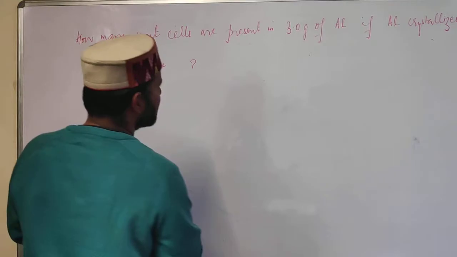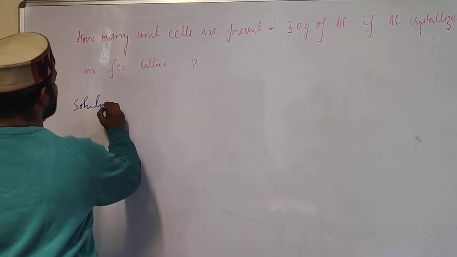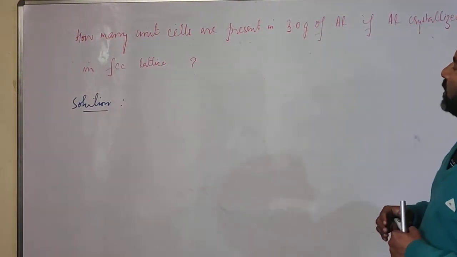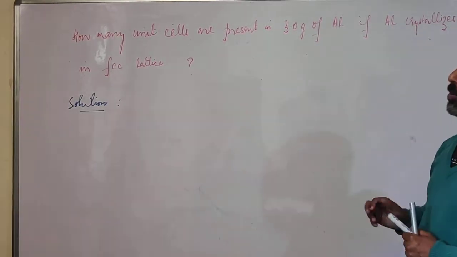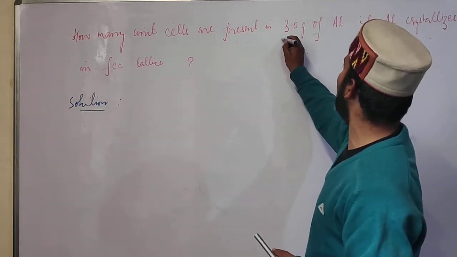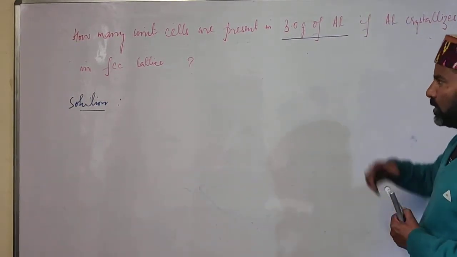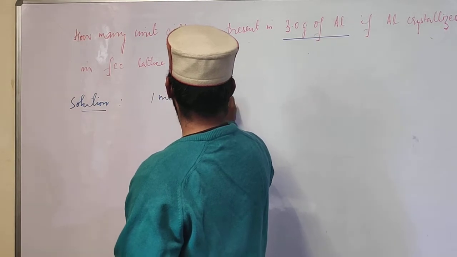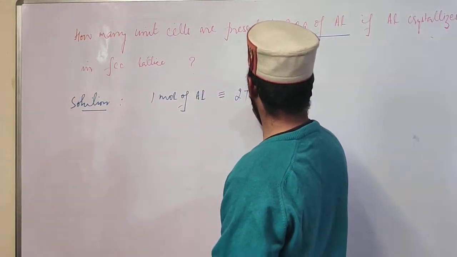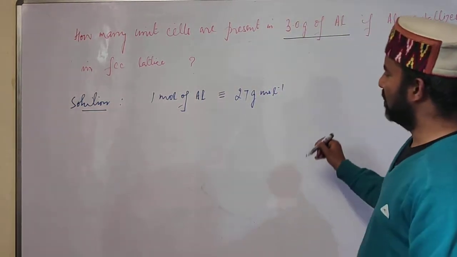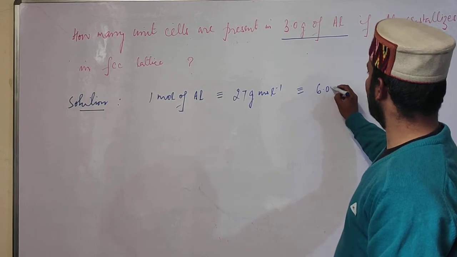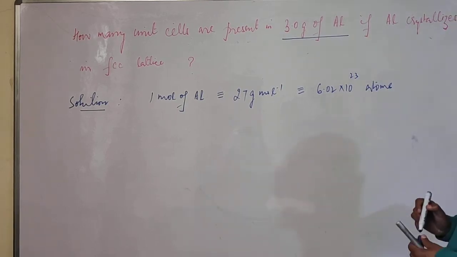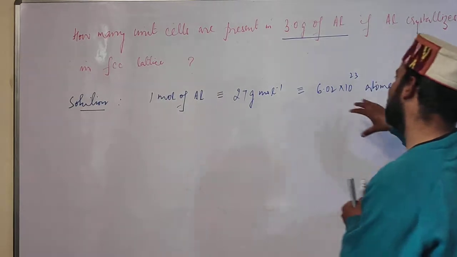So how to go ahead with these types of questions? First important thing is, we have to find how many unit cells are present in, so weight we know 3 gram and lattice is also known, FCC. First we will find how many atoms of aluminium are there in 3 grams. For this we use mole concept. We know that 1 mole of aluminium in terms of weight is 27 gram per mole, and this contains Avogadro number of atoms, that is approximately 6.02 into 10 raised to power 23 atoms. So 27 gram of aluminium contains these many atoms.